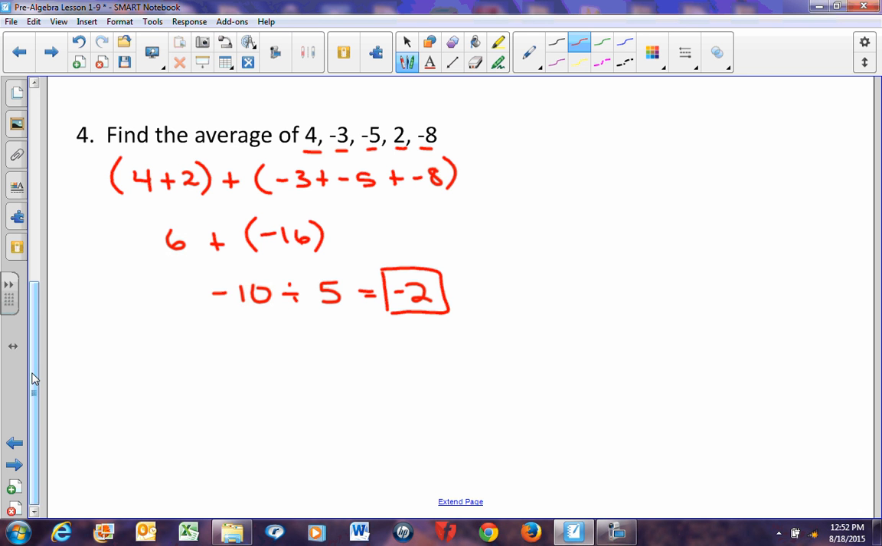Multiplying and dividing integers is much simpler than addition and subtraction because there's really only one set of rules that applies to both. Just count your negative signs. If you have an even number of negative signs, it's positive. If you have an odd number of negative signs, it's negative, and you're done.